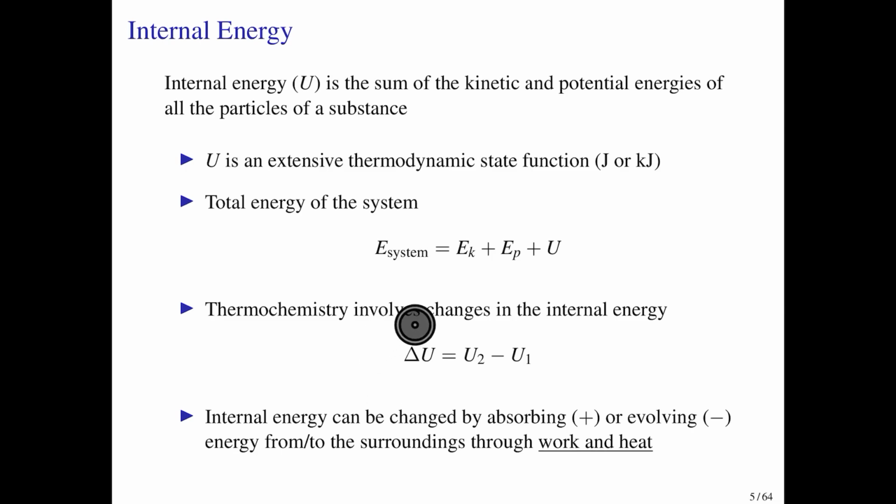Changes in internal energy come about through two different ways. You can either do work on your system, or you can heat the system. Okay, so a change in the internal energy is brought about by either doing work or by heating. The internal energy of the system can increase, in which case we say that the system has absorbed energy, or the internal energy of the system can decrease, the negative sign, and we would say that the system evolves energy.